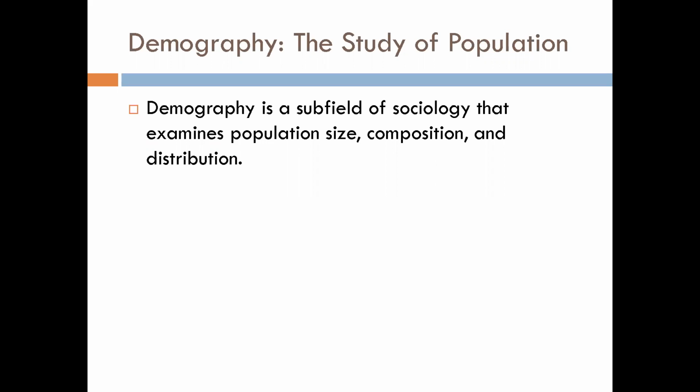For example, when you say democracy, democracy is the dominance of people. With people, for people, by people, okay? So here we have demography, showing the information about demo. What is the meaning of demo in the Latin word? It is people. Demography is a subfield of sociology that examines population size, composition, and distribution.